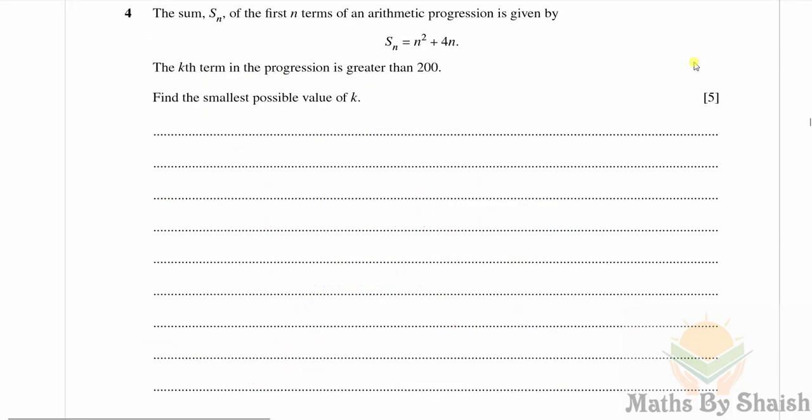Here's question number 4. The sum Sn of the first n terms of an arithmetic progression is given by this. The kth term in the progression is greater than 200.